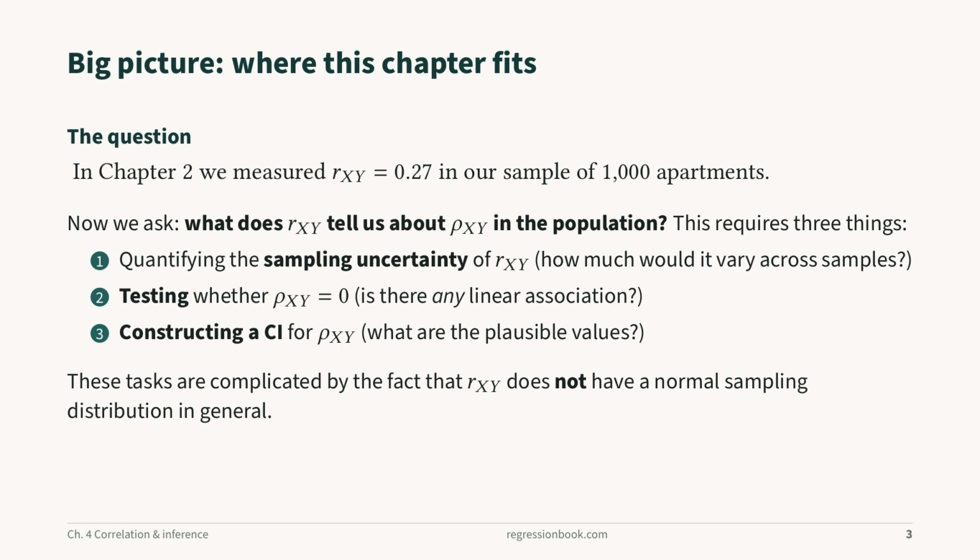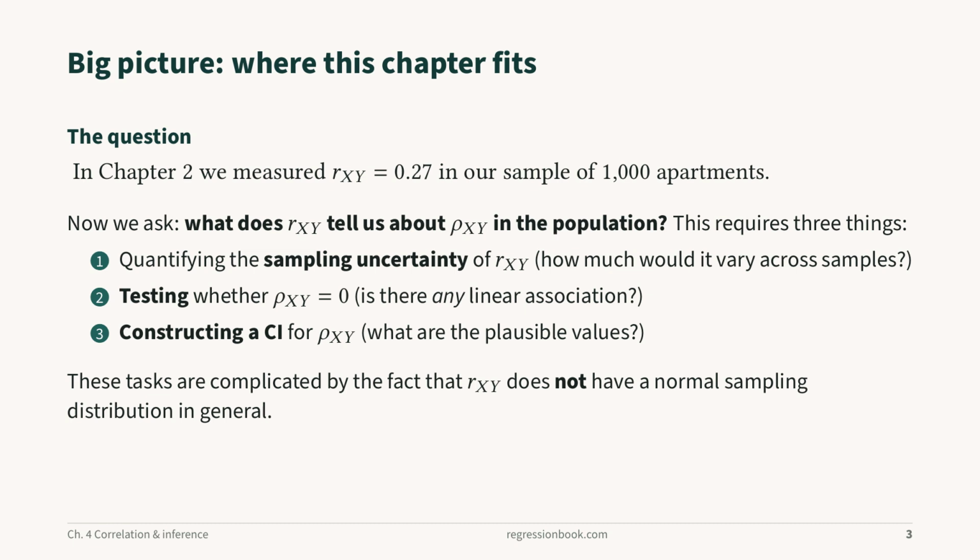Chapter 2 measured a correlation of 0.27 in our 1,000 apartments. The new question: what does that sample number tell us about the population correlation? Three tasks follow, in the order on the page.